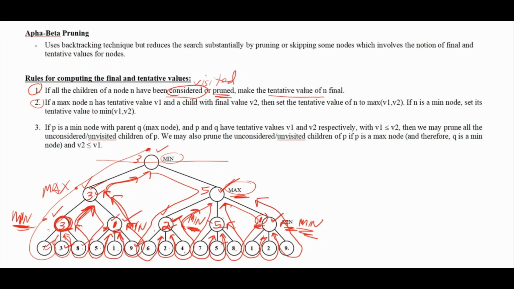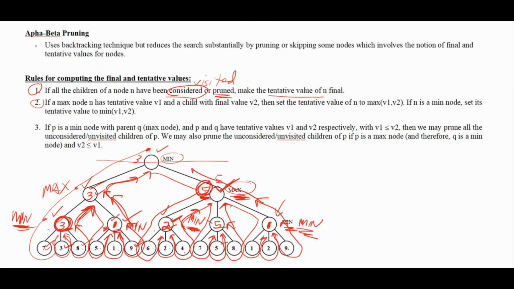When we go up, since there are no more child nodes to visit for this parent node, we make the tentative value 1 for this node final. So this becomes now the final evaluation value for this node. So it's 1. And when we go up back to this parent node, we update the tentative value of that node, which is 5, by getting the maximum between 5, the tentative value, and the final value of the recently visited child, which is having a final evaluation value of 1. So the maximum is still 5.